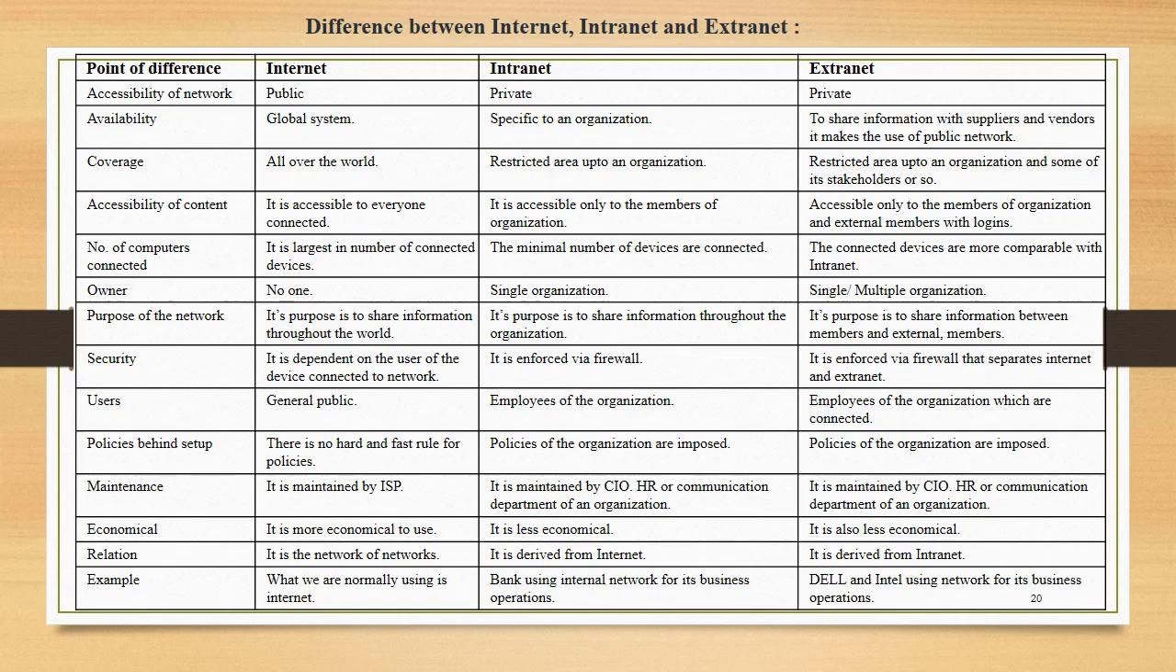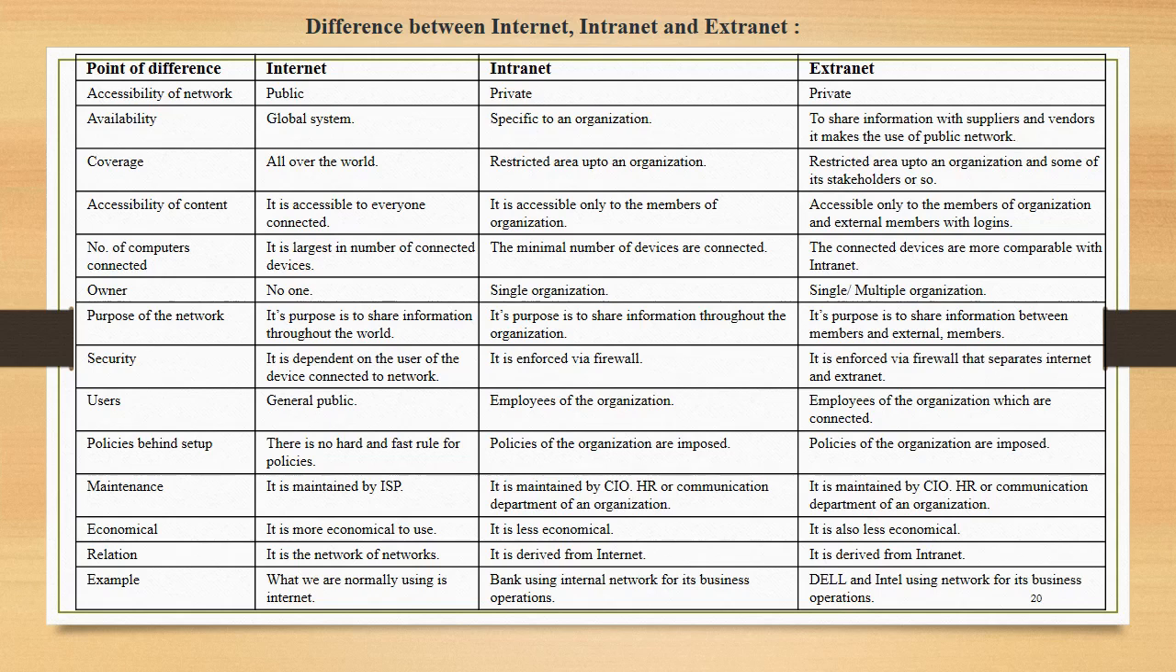Point of difference: Internet, intranet, extranet. Accessibility of network: public, private, availability. Internet: global system. Intranet: specific to an organization. Extranet: to share information with suppliers and vendors, it makes use of a public network. Coverage: internet, all over the world; intranet, restricted area up to an organization; extranet, restricted area up to an organization and some of its stakeholders.